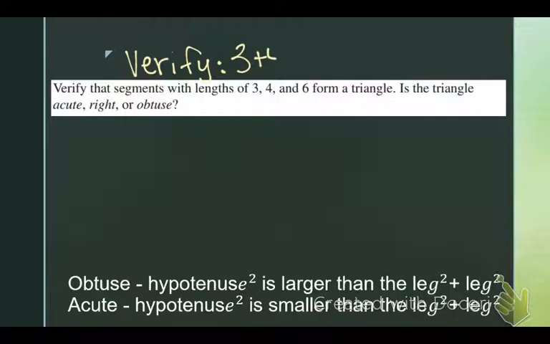Add the two smaller ones. 3 plus 4 is 7. And then what does that tell me? Why is it a triangle? Yeah, because it's bigger than the biggest side. So 7 is larger than 6. So this is a triangle in general.